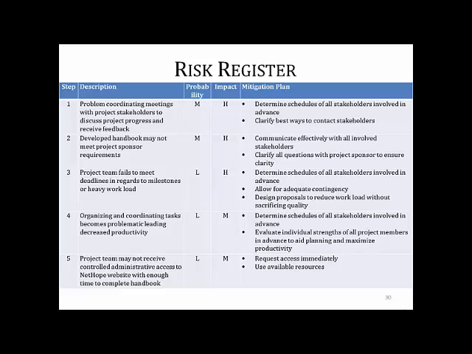We finally go over the risk register that was identified by the team and their corresponding mitigation plans. The first risk is coordinating meetings with project stakeholders to discuss progress and receive feedback. The probability is medium, but the impact of this is very high. In order to avoid this, the team has determined the schedule of all the stakeholders in advance and clarifies the best ways to communicate with stakeholders. This ensures that the team always gets in contact with the people they need to speak to.